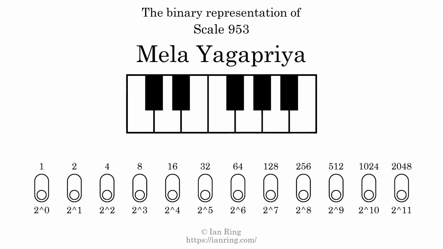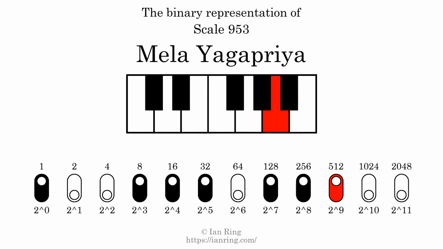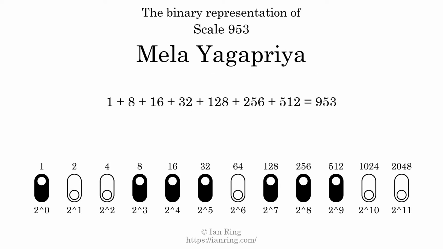The binary representation of this scale is determined by mapping tones of the scale to binary digits. Each binary digit represents a power of 2. To get the scale number, we add the powers of 2 together. The powers of 2 that are present in the scale, all added together, equals 953. That is why the scale number, in decimal, is 953.